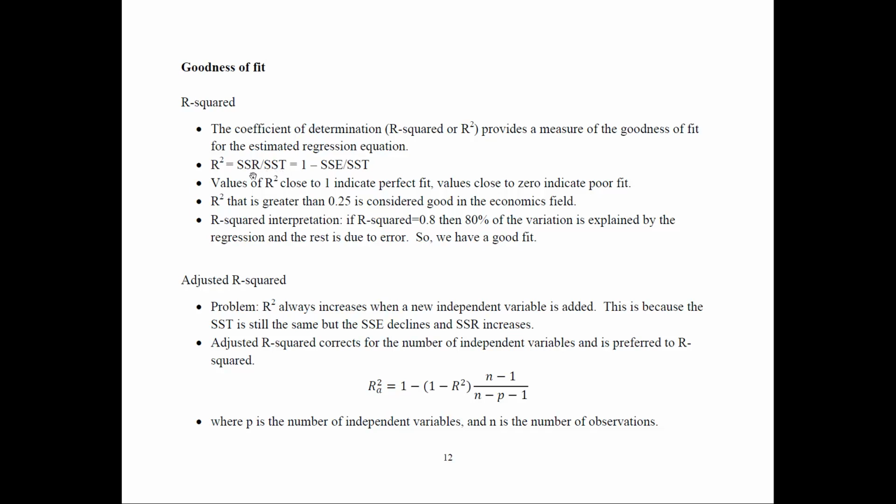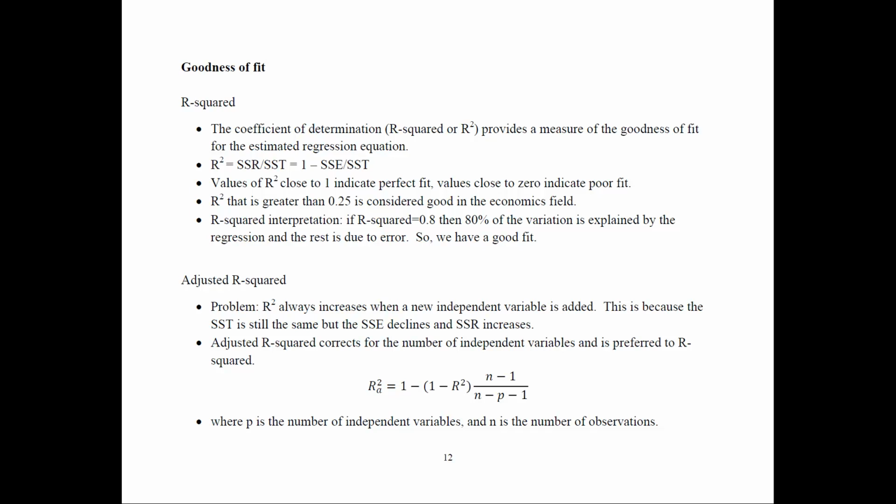So we have here what we can explain with the regression versus the total variation that we have. So that's what R squared would be, the proportion of variation that we can explain with the regression in comparison to the total variation that we have. So a value of R squared close to 1 would indicate a perfect fit, and values close to 0 would indicate a poor fit.